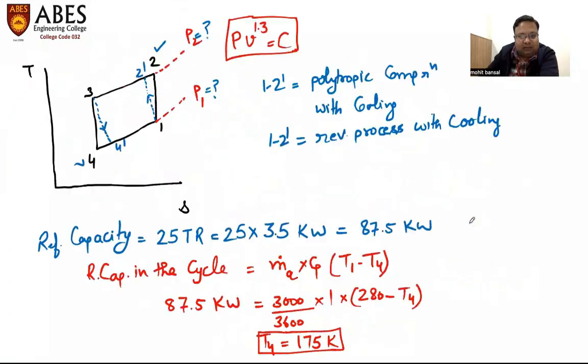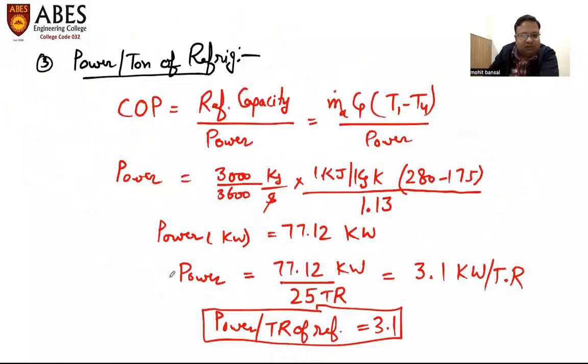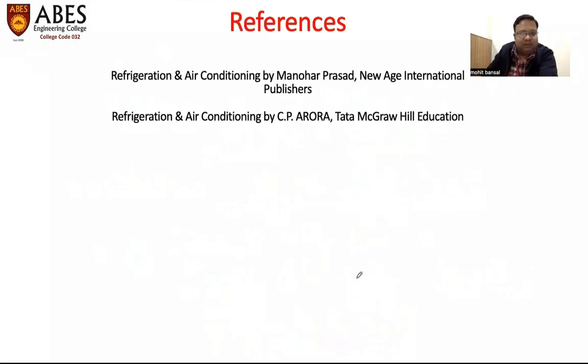So this diagram is valid whenever the polytropic index N is lesser than gamma. The polytropic compression with cooling will follow the curve 1 to 2 dash. We have not calculated this 2 dash because we have used the relation of COP, where the index of polytropic compression and expansion is used as 1.3. So COP comes out to be 1.13, and power per ton of refrigeration comes out to be 3.1 kilowatt per ton of refrigeration. So this was the complete problem.